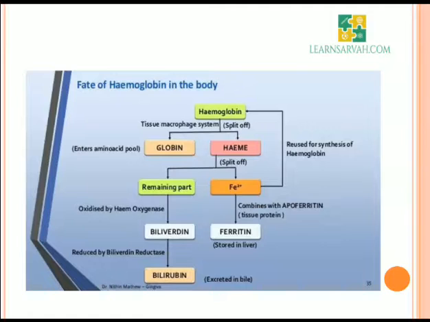Heme later splits into iron, and the remaining part is oxidized by heme oxygenase, an enzyme, and it produces biliverdin and then bilirubin. Later it is excreted in bile and then in urine and feces. The iron which is produced earlier is stored as ferritin in the liver. So this is the fate of hemoglobin after 120 days in our body.